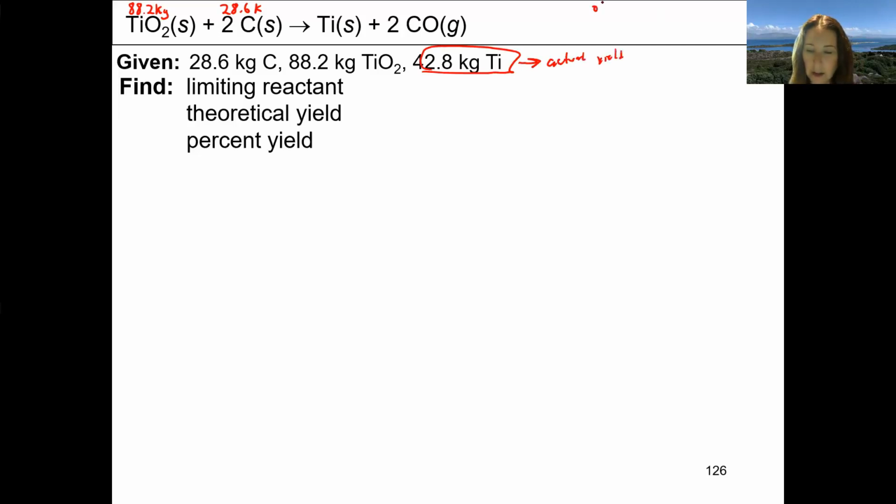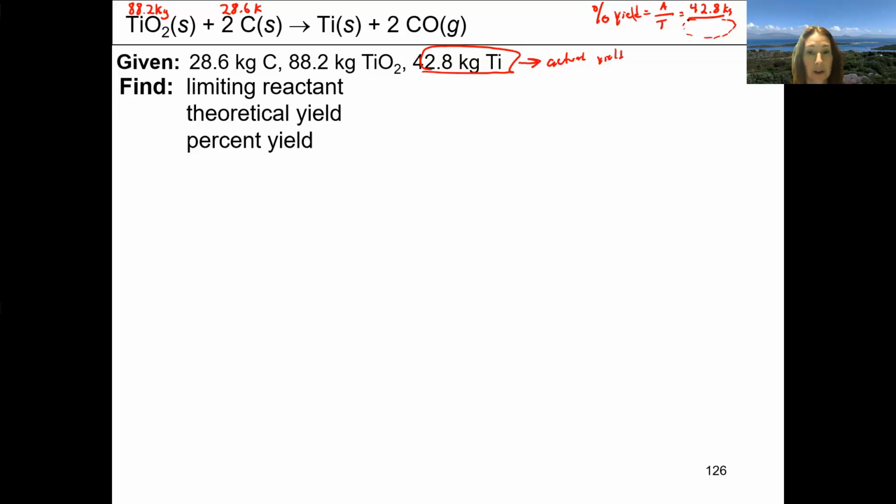So when I do my percent yield, remember it's actual over theoretical, this one's going to be 42.8. I'm looking for this right now. I'm looking for that bottom number, actual over theoretical.